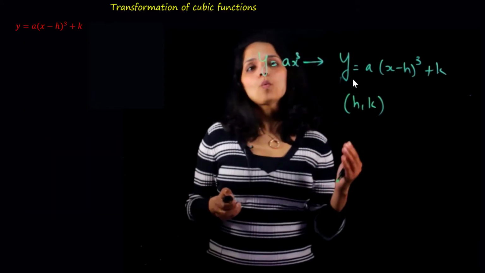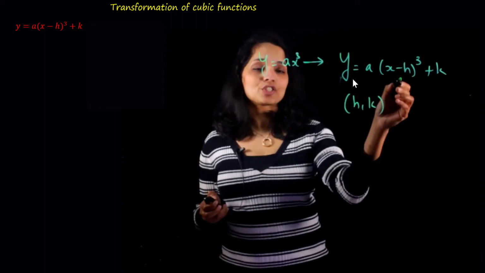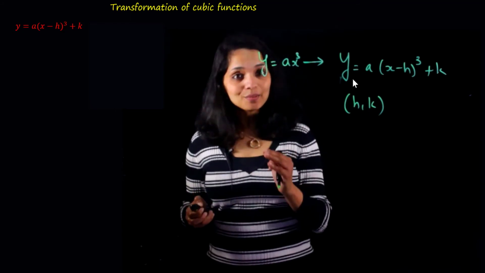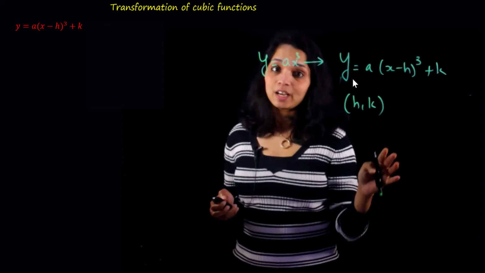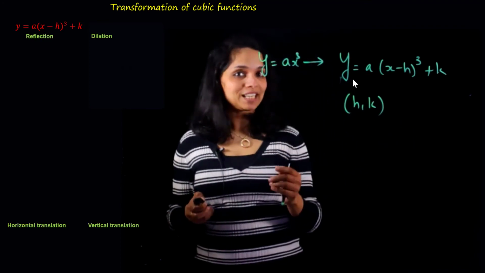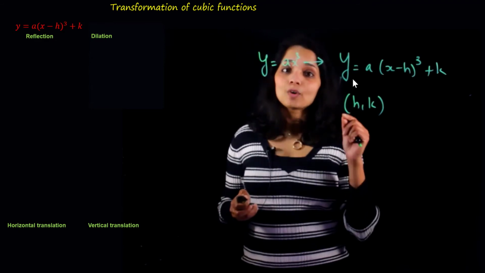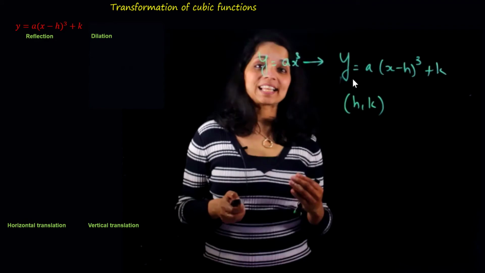Okay. And now what are the different kinds of transformations that are applied to this function to get to this function? We already learned this kind of transformations in quadratic functions. It's quite similar when we apply it here as well. The types of transformation that we can apply are reflection, dilation, horizontal translation and vertical translation. Okay, let's first learn about reflection.